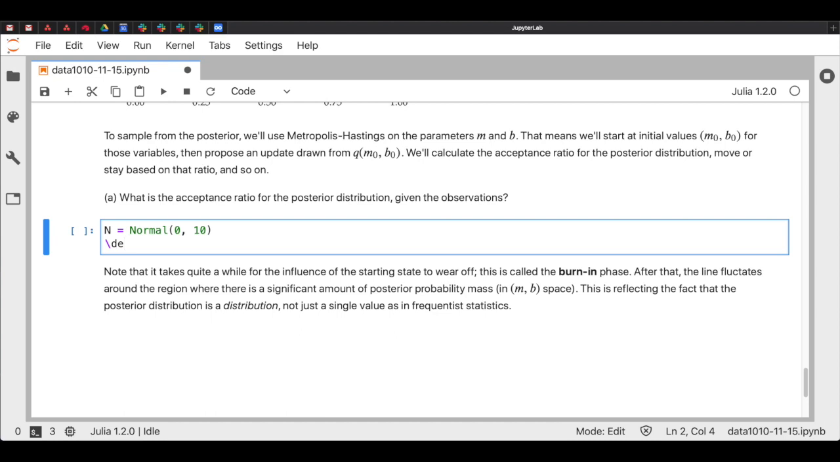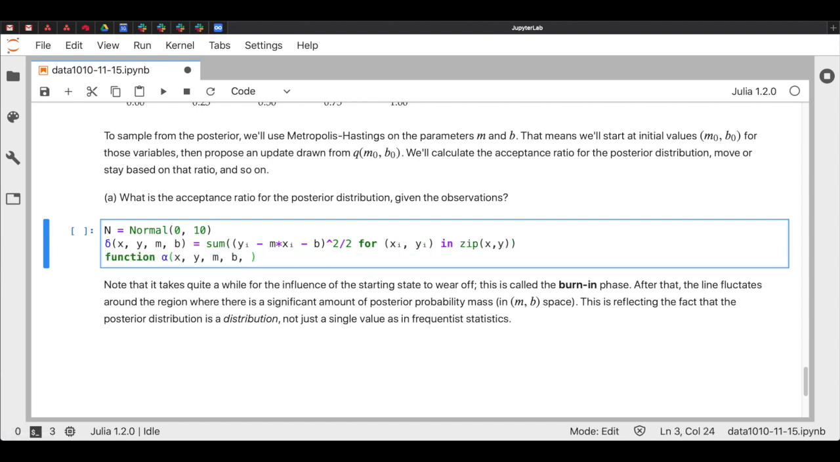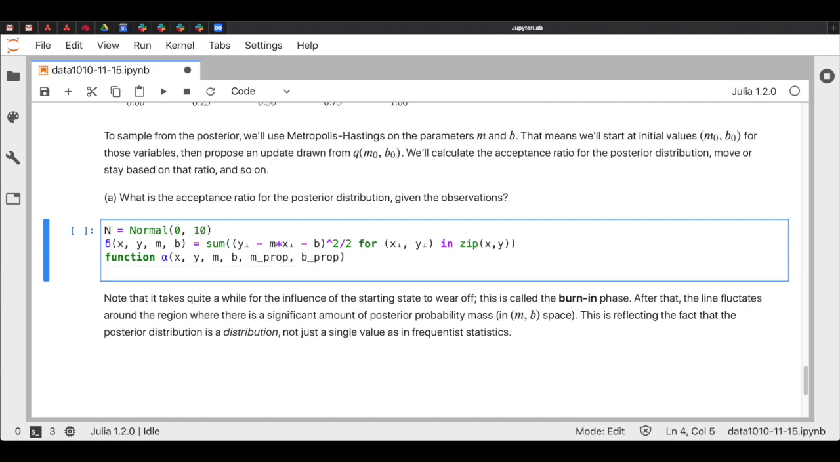Let's begin by defining a quantity we'll call delta, which takes the vector of x's and the vector of y's, as well as a particular M, B pair. And it works out the exponent of this expression we just came up with. Then we'll compute the actual acceptance ratio based on that. So we'll need an M and B, which is currently where we are, as well as a proposed M and a proposed B. And we'll just calculate that ratio.